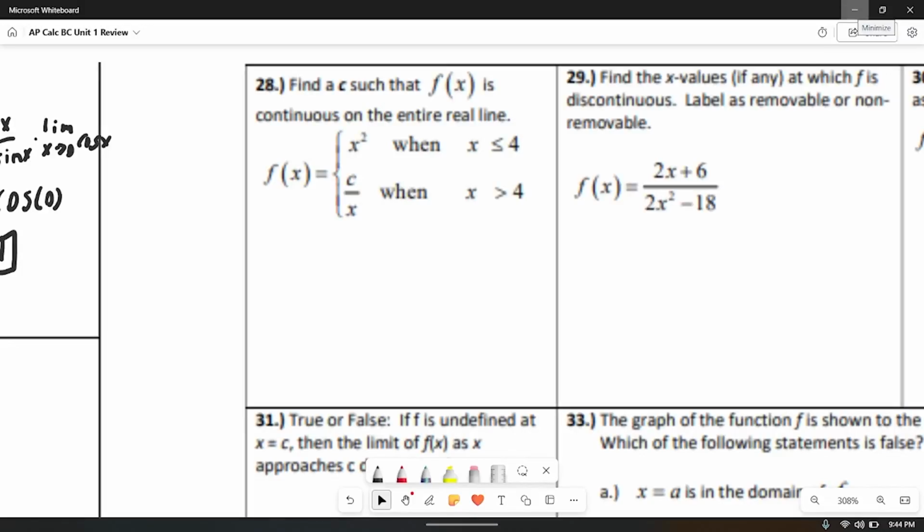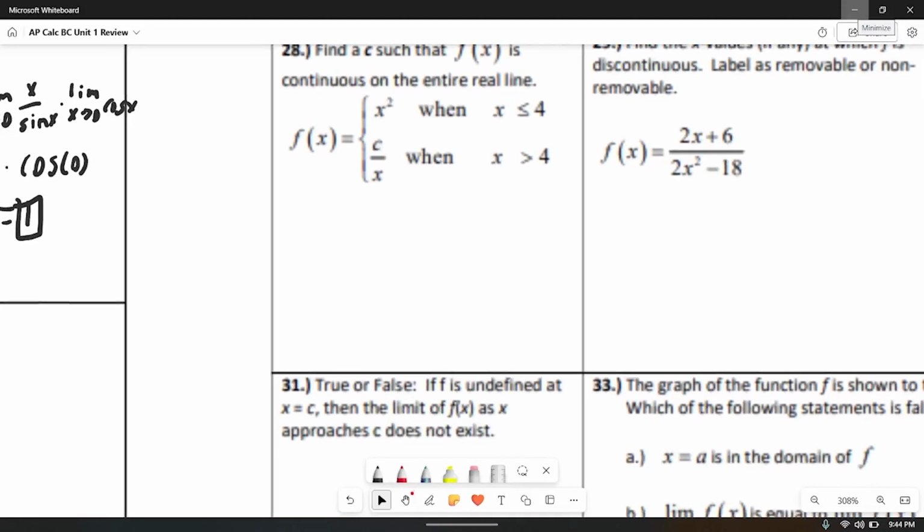Find a c such that f of x is continuous on the entire real line. So for this one, we need to make sure that the limit from the left equals the limit from the right, so that way it's continuous, right? So first we're going to set these equal to each other and plug in 4. So we get 4 squared equals c over 4. And then solving for c, this is 16 times 4. 16 times 4 is 64, so c equals 64 is our answer.